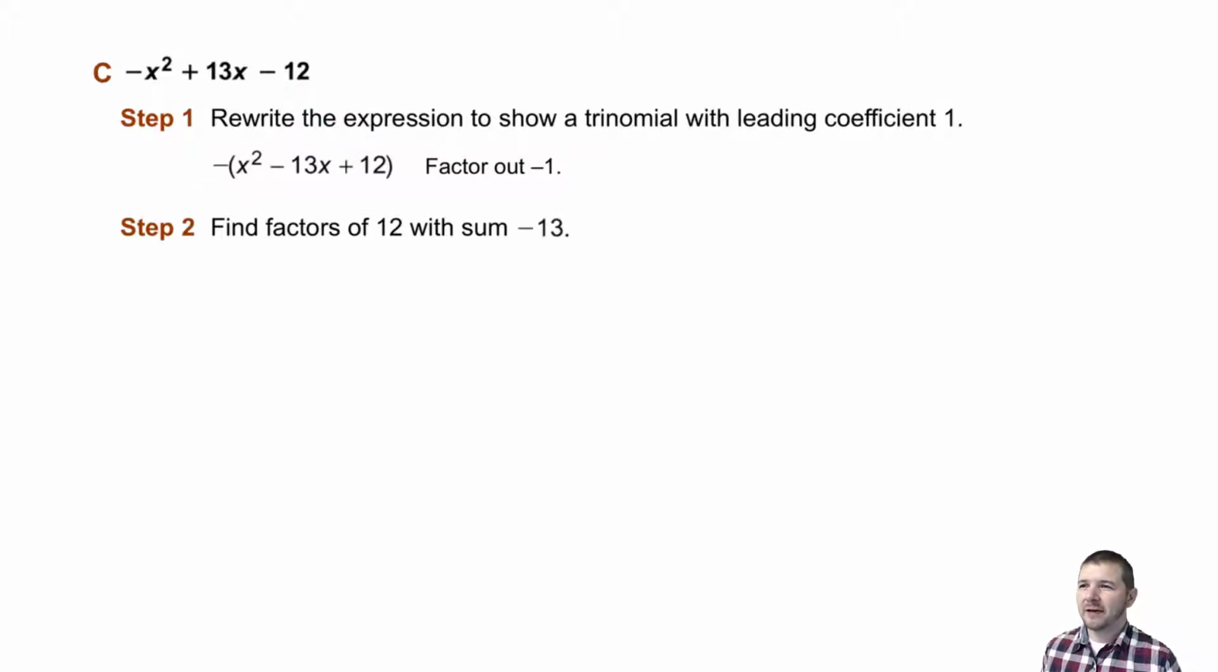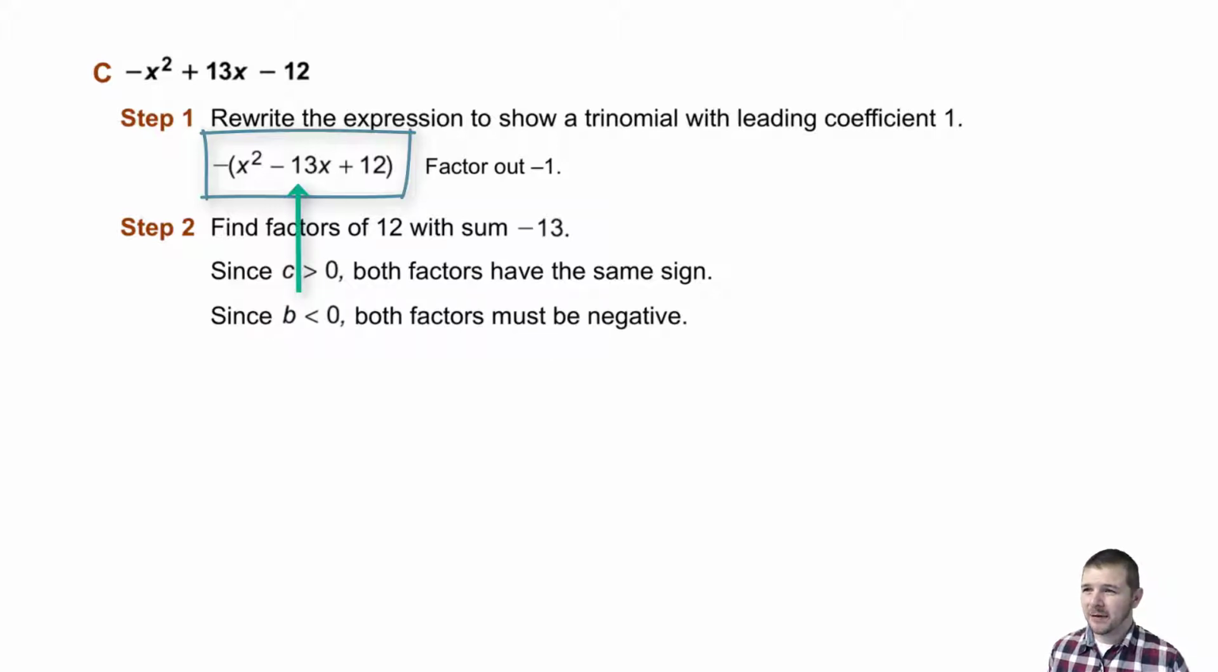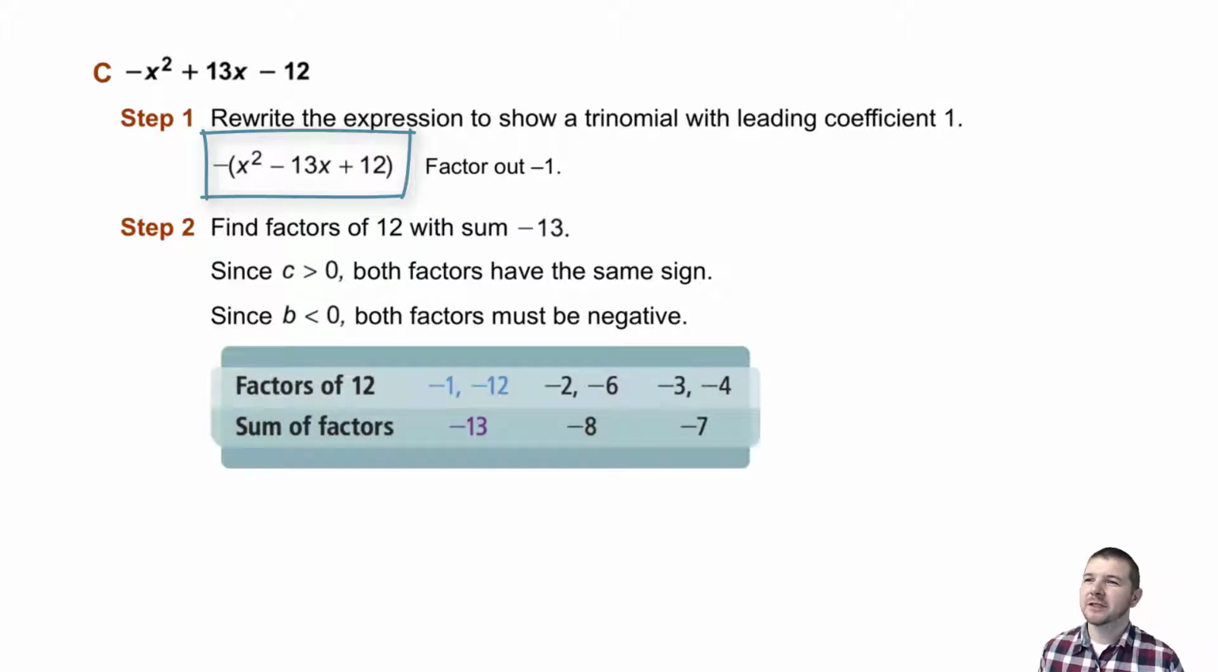Step 2, we'll find the factors of 12 that have a sum of negative 13. Since c, our constant, positive 12 in our trinomial that has the negative 1 factored out, so looking inside the parentheses, is greater than 0, both factors have the same sign, so they're either both positive or both negative. Since b, negative 13 in our factored form, is less than 0, both factors must be negative. So we can create a table showing the factors of 12, and then we're seeking the factors that have a sum of negative 13, and that's negative 1 and negative 12.